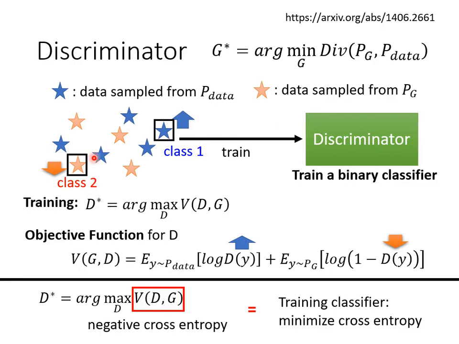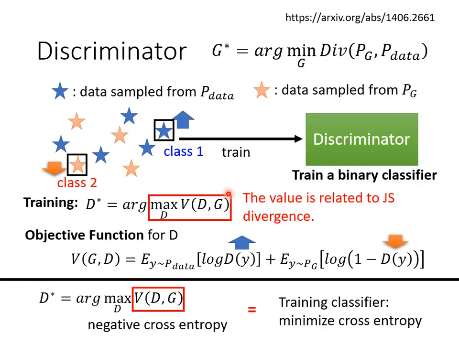There are two classes of data, and we train a binary classifier. After training this classifier, it is equivalent to solving the optimization problem V. The most magical thing is the following sentence. This formula, the value in this red box, is related to JS divergence. The interesting thing is, the idea might come from the binary classifier.